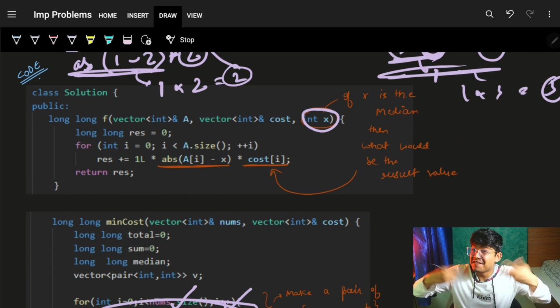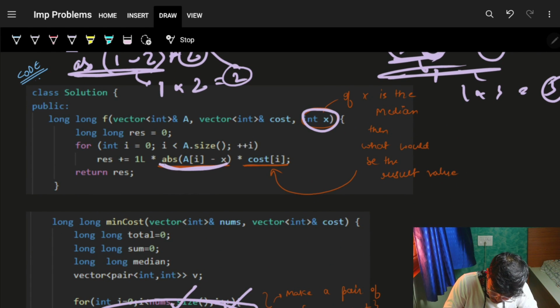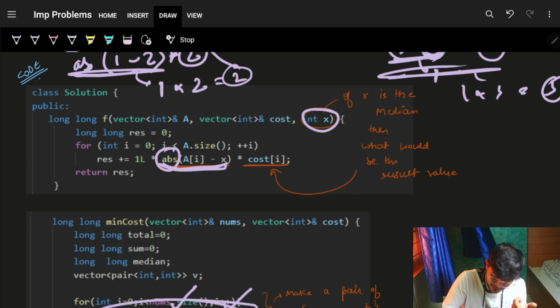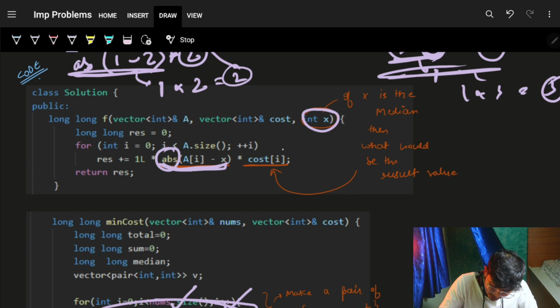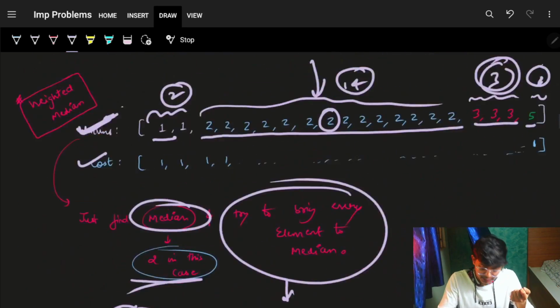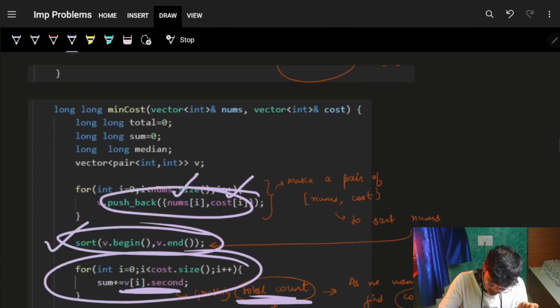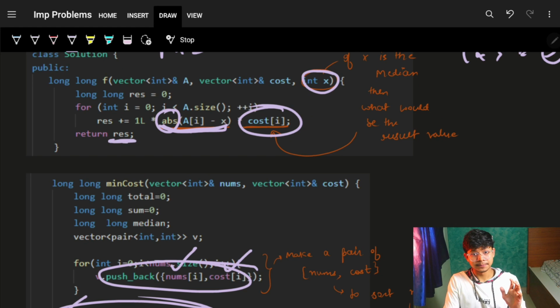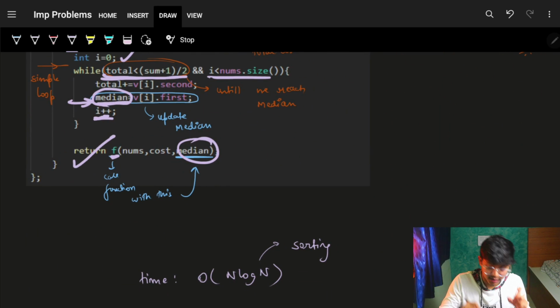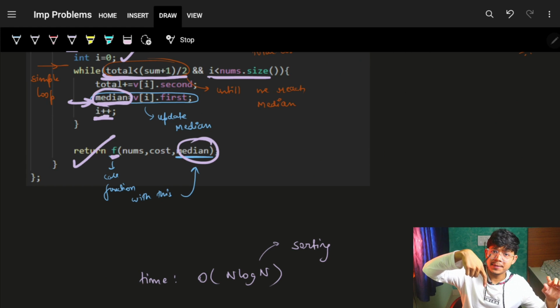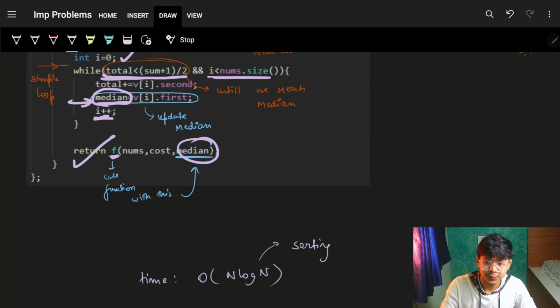I have to make everyone equal to x. Simply, as I showed you, I will do nums[i] minus x, and for sure the ABS, because it can be positive or negative. And then the cost is nothing but the frequency, as I showed you. Cool. From that, you will simply get the result, and that's how you can return it. Because you knew one thing: if I make everyone equal to the median, it is the minimum cost possible.